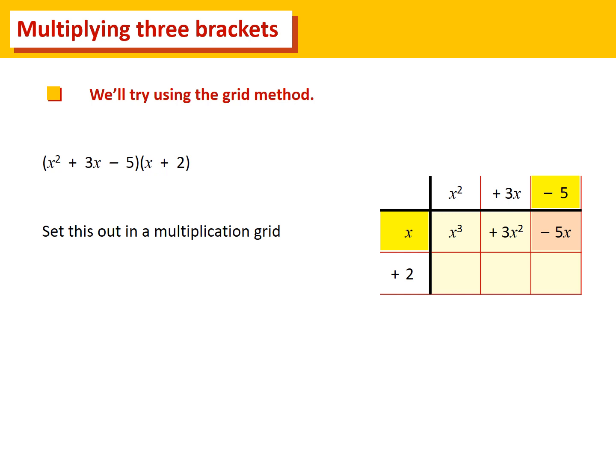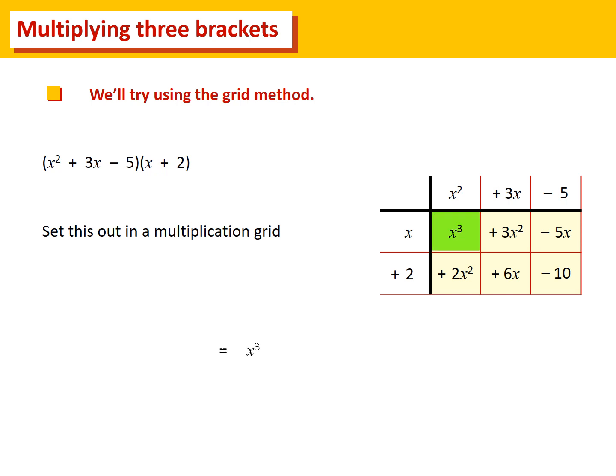Onto the second row, we're now multiplying 2 by x squared, and that gives us 2x squared. We're multiplying the 2 by the 3x, that gives us plus 6x. And finally, we're multiplying the 2 by the negative 5, that gives us negative 10, or subtract 10. Now we put all the terms together in our grid that's shaded yellow. We've got 6 terms there.